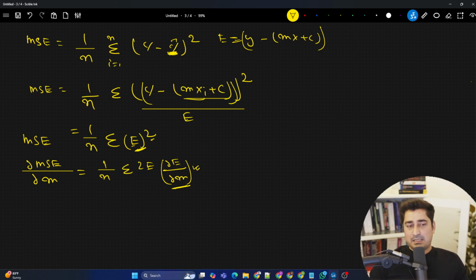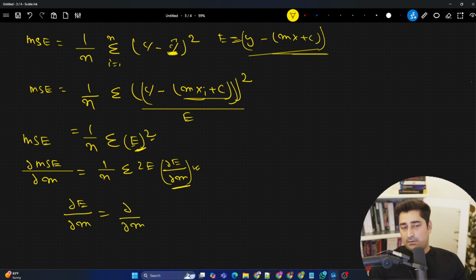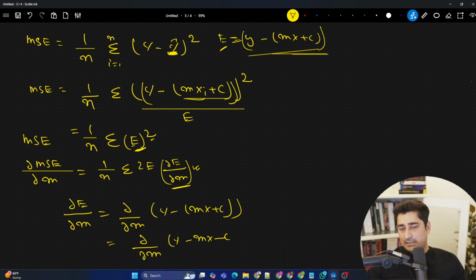So what will be this term d by with respect to m? What was e, by the way? E was this, right? It's nothing but this equation y minus mx plus c. This is something which I have taken as e. Now find out the derivative, guys, derivative of this entire term with respect to m. So can I say y minus mx minus c. Now find this derivative with respect to m. So what will be the derivative, guys? Anyone?